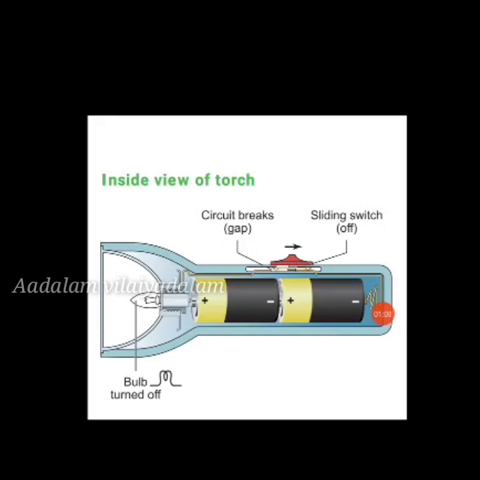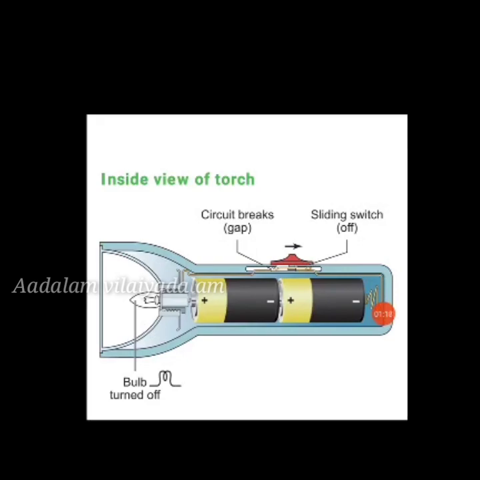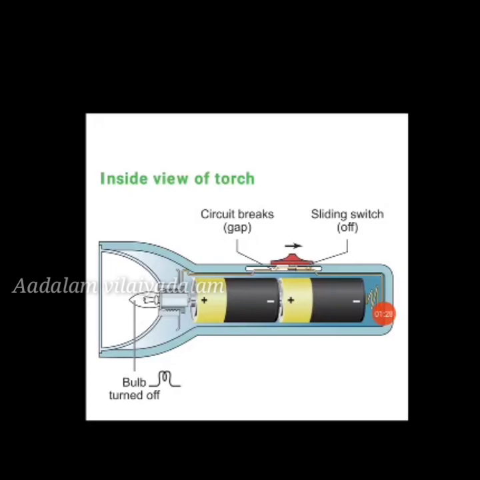Next, switch. The switch may be connected anywhere along the circuit to stop the current flow or allow the flow of current. Okay, this is the circuit. So when the switch is in off condition, the bulb turns off. Okay, this is the inside view of a torch.